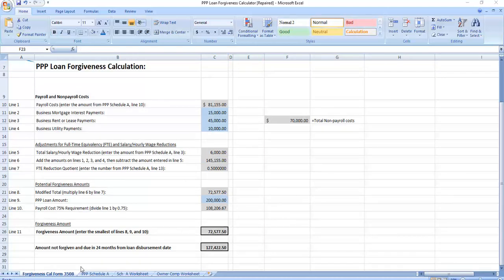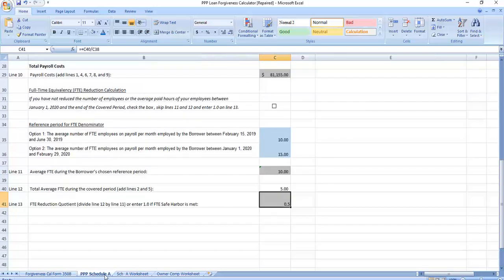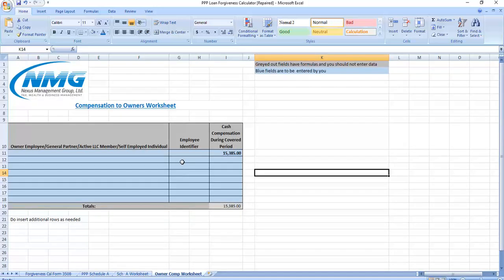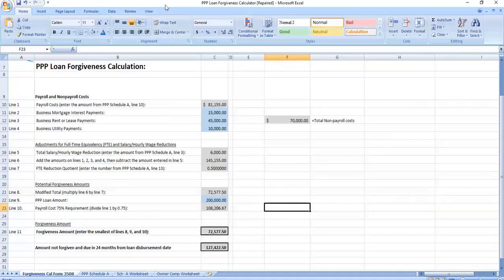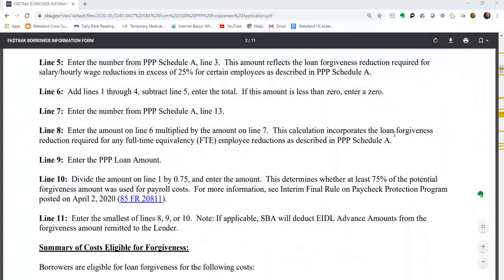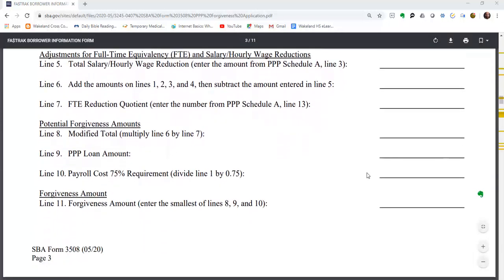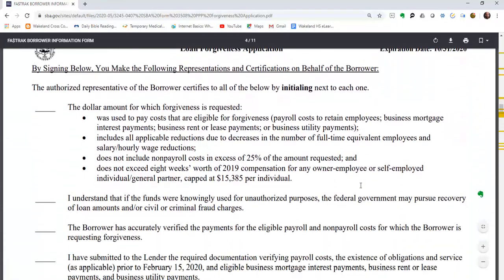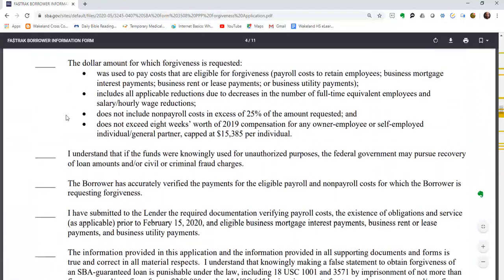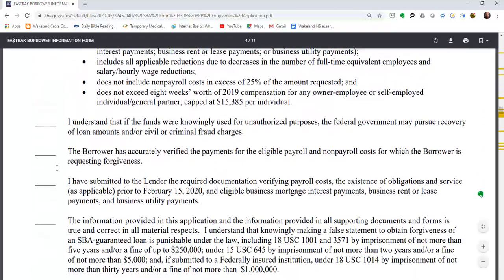So to summarize, we're going to be filling in application SBA 3508, and the main application follows with Schedule A, and a worksheet for Schedule A. And then of course you need to separately calculate the owner's comp, and all this then goes into our application here. This is the main form, the main application. So do all the math in the worksheet, and then enter them into the application. And you need to self-certify all these.